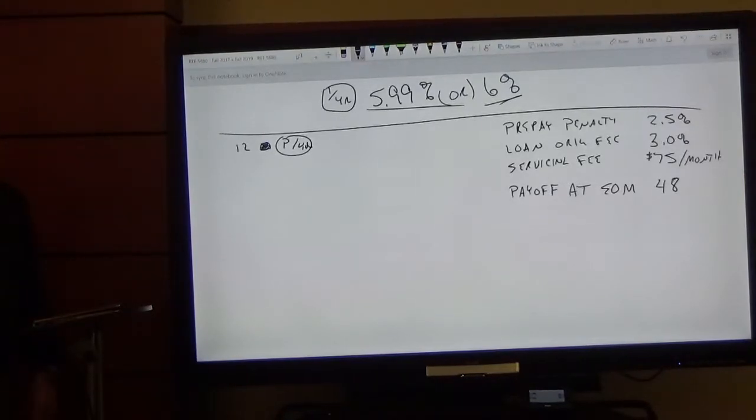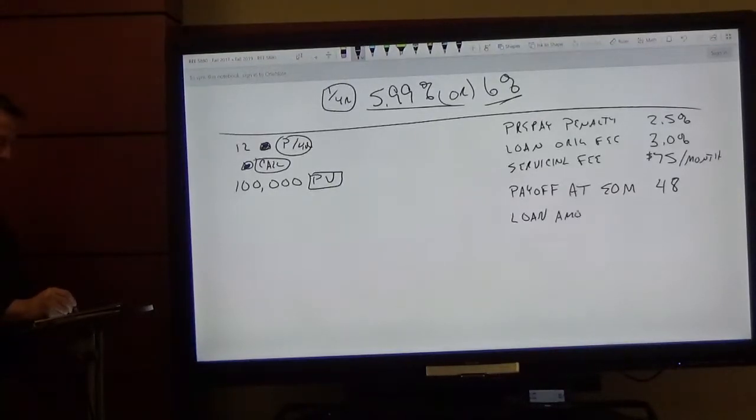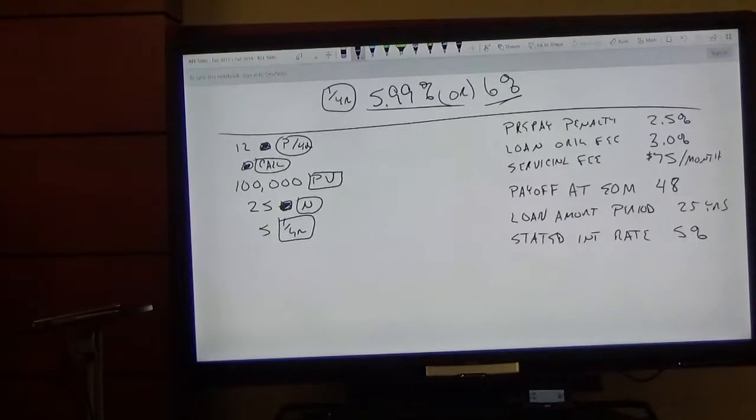Let's make the dollar amount small, $100,000. And we'll say that the loan amortization period is 25 years. So 25, shift in. And our stated interest rate is 5%. Okay, now we've got all the elements we need to be able to do the problem.